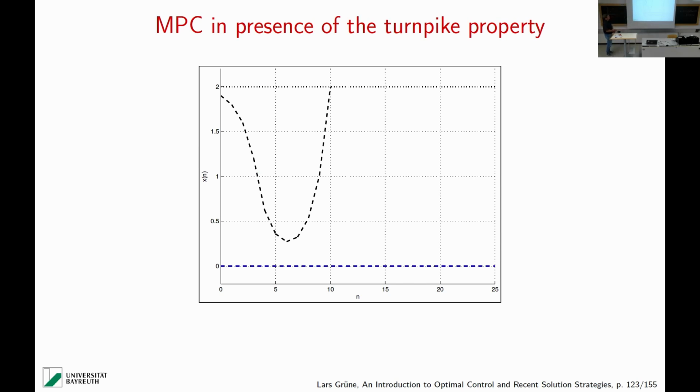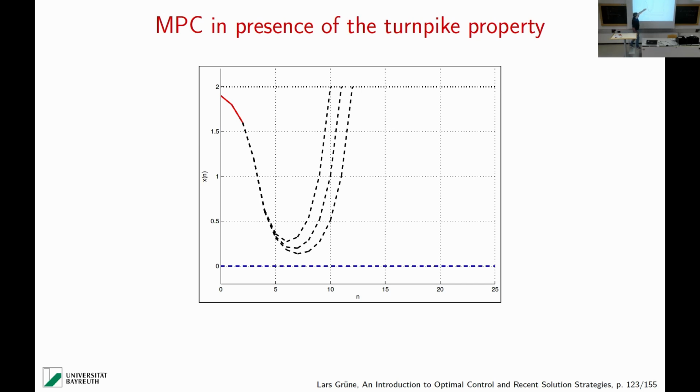Model predictive control in the presence of the Turnpike property. This is what happens if we have the Turnpike property. This is the example again, and now we apply model predictive control, in this case with N equal to 10. So at each time step we look 10 steps ahead. We optimize, we go one step, we optimize again, and you'll see that at the beginning there's almost no difference between the optimal trajectories. You'll see the difference in the end, but not in the beginning.